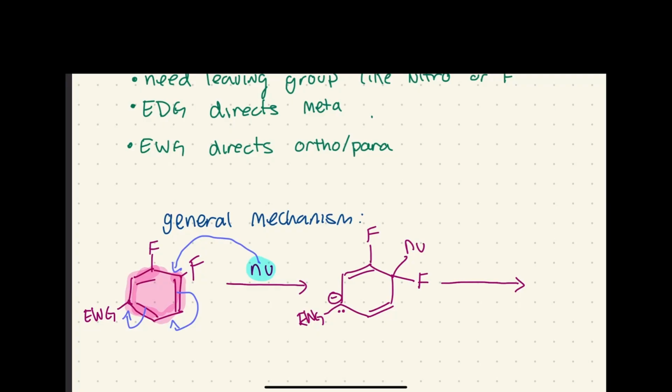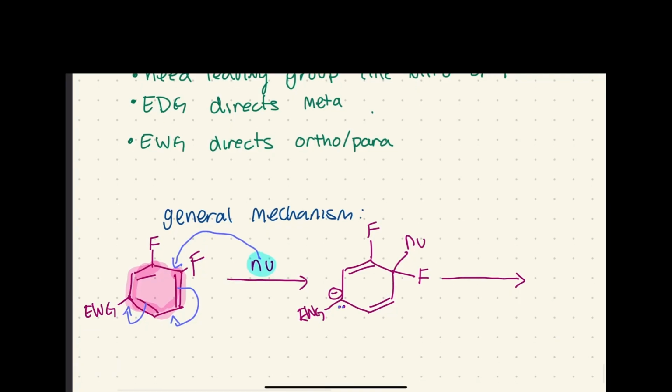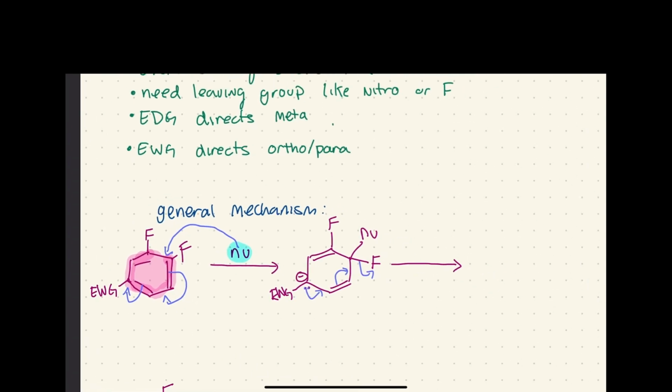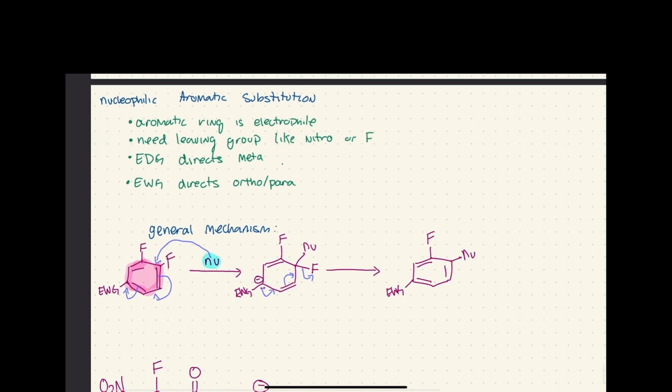Now we're interested in regaining aromaticity, so we have to eliminate our leaving group. So I'm going to take these lone pairs and I'm going to push them back, but now I'm going to give them to the leaving group. What we're going to end up with is the same type of structure, but we've now eliminated our leaving group. So I'm going to have my fluorine that I didn't touch. I'm going to have my nucleophile, and then I'll have an F minus. And so this is the general mechanism of an SNAr.